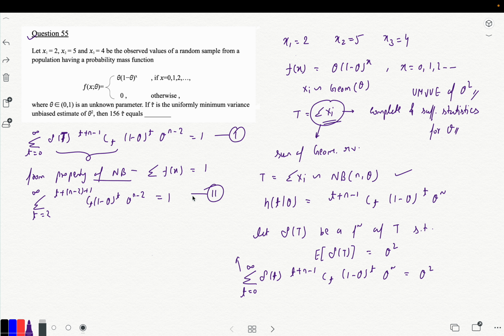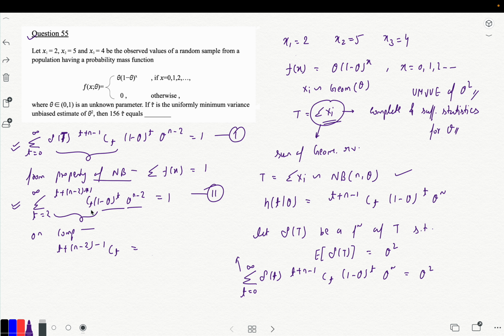That's my second equation. That is actually when you know that this is corresponding to delta t that we have used, that the expectation of delta t is equal to theta square. And here we are using the property of the negative binomial, that the sum of negative binomial is equal to 1, with respect to the same parameters that we have. So now if I compare these constants on comparison, what are we having? We are having t plus n minus 2 minus 1, sorry, minus 1 ct is equal to, these are the same. So they will be cancelling out.